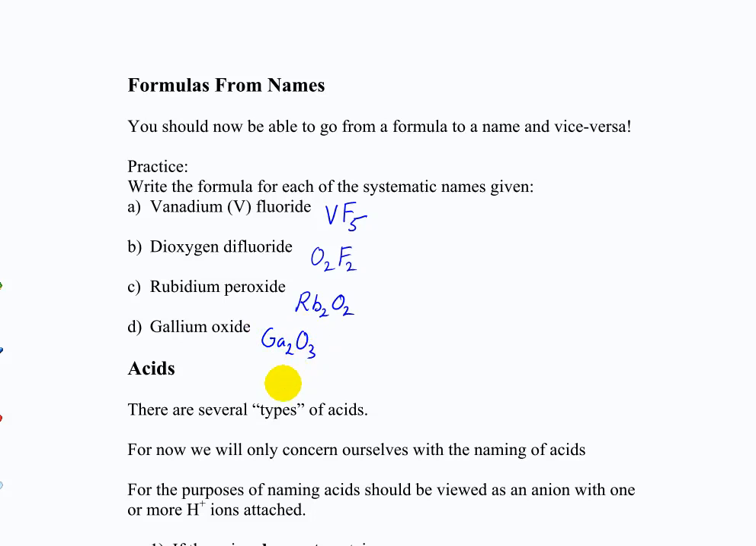Gallium is underneath aluminum, so you can sort of assume that that's also plus 3. Now, in real life, gallium has some non-metal properties as well, and so there are other complications, but that's fine. We'll keep it like that.